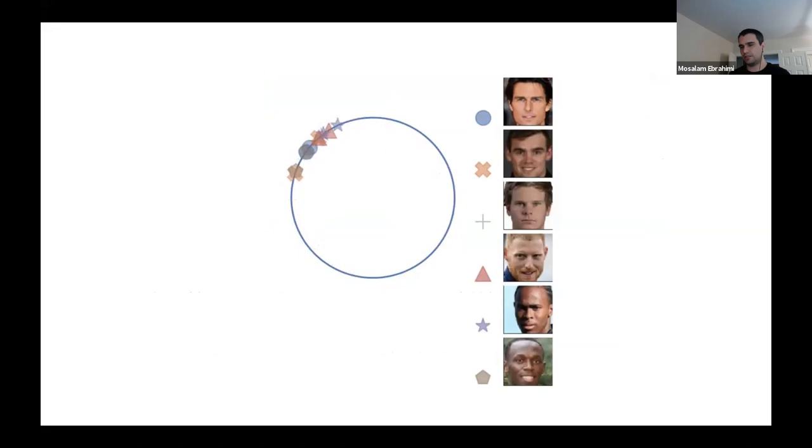ONNX with PyTorch comes directly out of the box, so it's very easy to do this with PyTorch. You just have to specify the input shape for the model, give a model file name, and it's as simple as torch.onnx.export. And again, you can check using the ONNX command whether the model has been converted correctly.